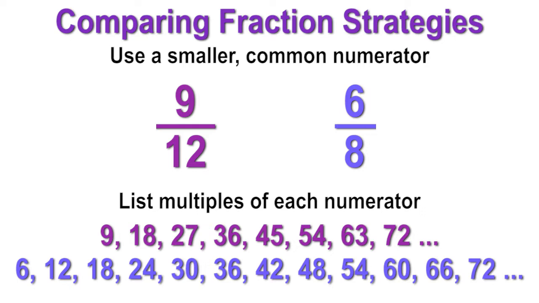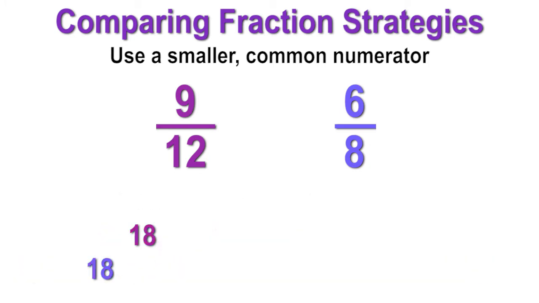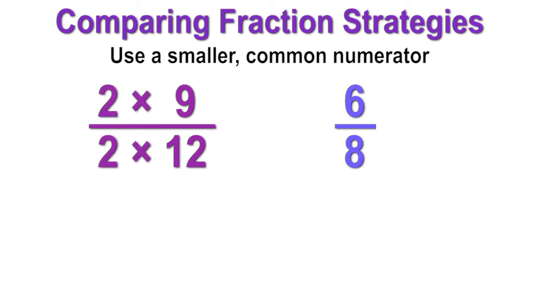Now identify all the common multiples, 18, 36, 54, and 72. We could use any of these common multiples as the numerator. However, since we're trying to simplify the problem using smaller numbers, let's choose 18. If we want 9/12 to have a numerator of 18, we need to multiply the numerator and denominator by 2. This equals 18 over 24.